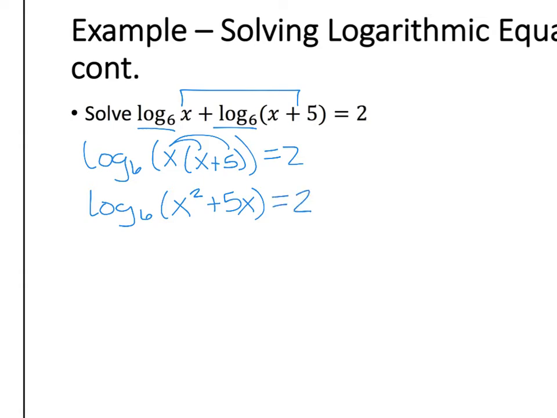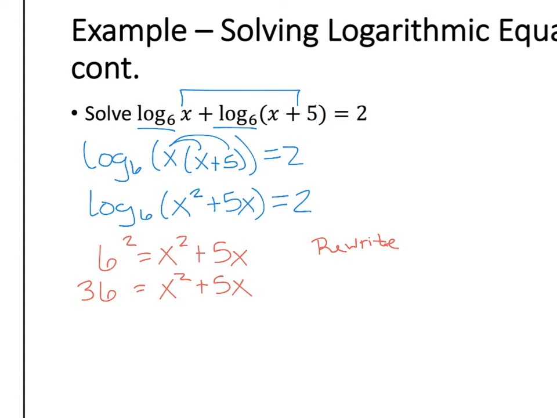All right, so now I'm going to get to a point where I need to rewrite this. What you'll notice is on the right side, we do not have any log 6 over there. It's just a 2. So I'm now going to rewrite this as 6 to the second power equals x squared plus 5x. All right, so this is using the same format we were working with before when we were rewriting from logarithmic to exponential form. All right, so we're just rewriting it here. All right, so I have 6 squared, so that's going to give us 36 equals x squared plus 5x.